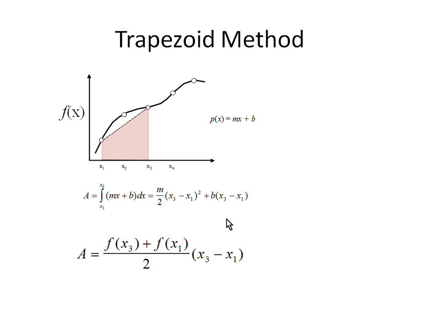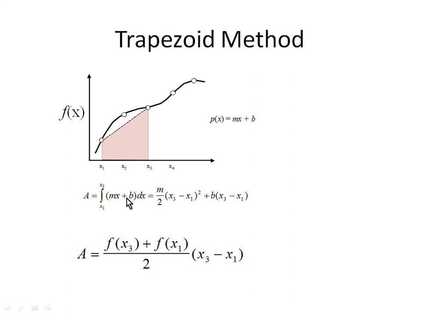Okay, so let's take a look at the trapezoid method. This is using a linear function to interpolate the function we're interested in over these 3 points. So what we're saying is the pink area would represent and approximate the area under the black curve between these 3 points. So to calculate the area, we integrate this function p of x from x1 to x3.